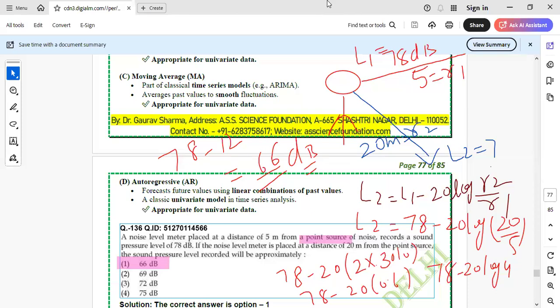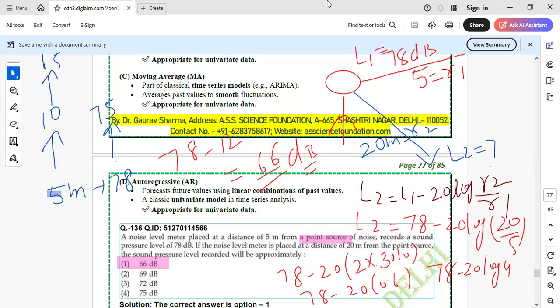So you can solve it orally also. Whenever you double the distance, there is a decrease in 3 dB. So at 5 meters I was having 78. When you make it 10, decrease by 3 dB, it will become 75, right? When you make it 15, then how much will it become? Then subtract 3... sorry, 6. Yes, you are right. It is 6.